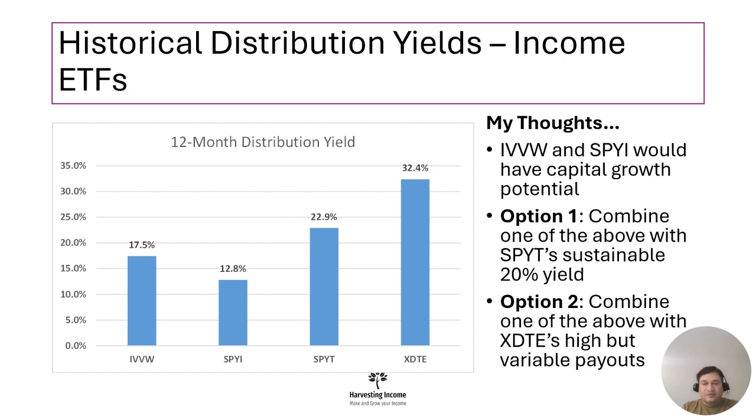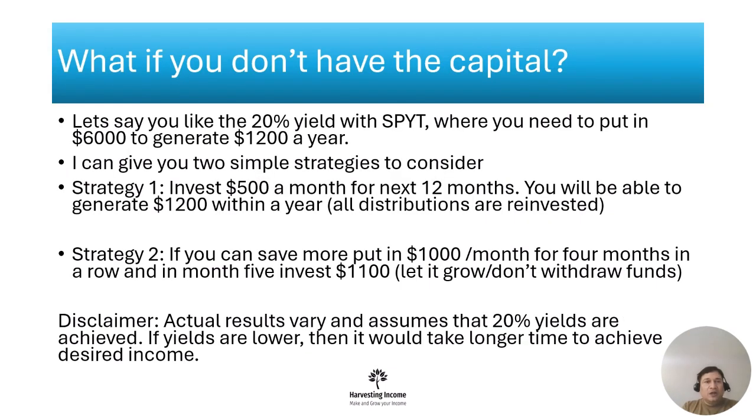And what if you don't have the capital? In the beginning of the video, I was talking about what if you don't have the capital? What's the solution? I'm going to tell you that here. Okay, let's say you like that 20% yield with SPY-T, and how much do you need to put in? 6,000 to generate 1,200 a year.